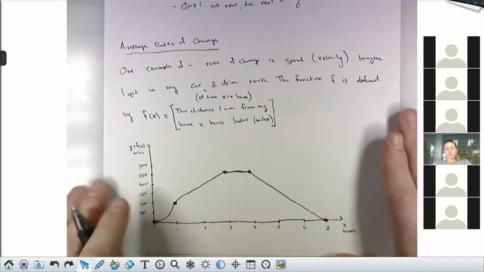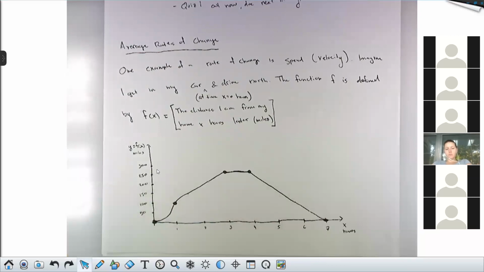And then we're going to try to see what sort of geometric feature of this graph tells me about the speed or velocity I'm going at any moment here. So just to be clear, what we're saying is I started at home, and then over that first hour, I got 100 miles away. And then kind of keep going, keep going, keep going. By the third hour, I am 250 miles away.